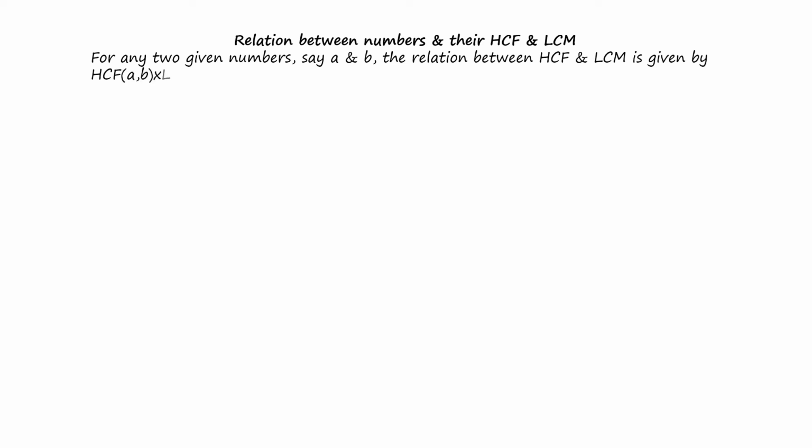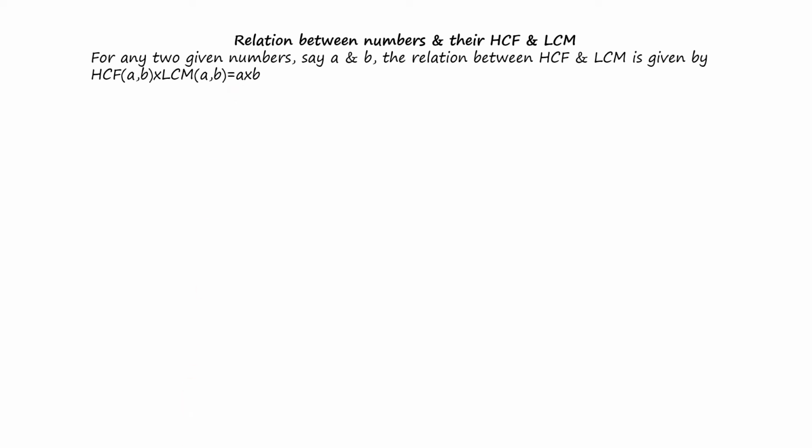Let's see the relationship between the numbers and their HCF and LCM. For any two given numbers, say A and B, the relation between HCF and LCM is given by HCF of A and B into LCM of A and B is equal to A into B. That means we can say the product of the HCF and LCM of any two given numbers is equal to the product of the numbers.